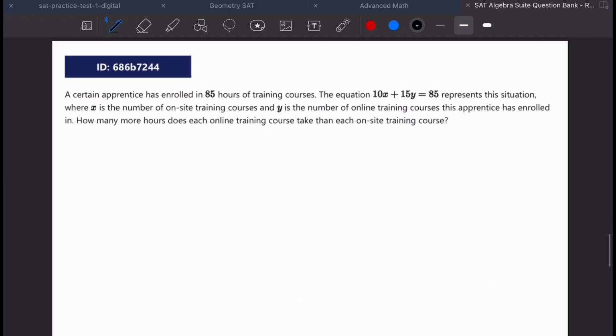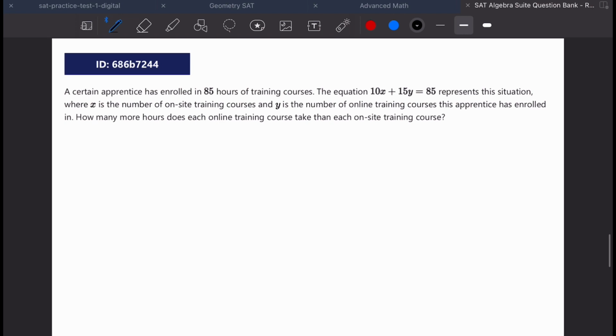So we got 2 more to go. A certain apprentice has enrolled in 85 hours of training course. The equation 10x plus 15y equals 85 represents this situation, where x is the number of on-site training courses and y is the number of online training courses this apprentice has enrolled. How many more hours does each online training course take than each on-site training course?